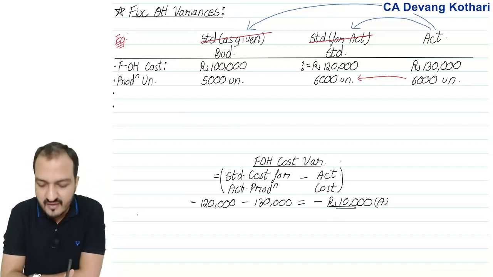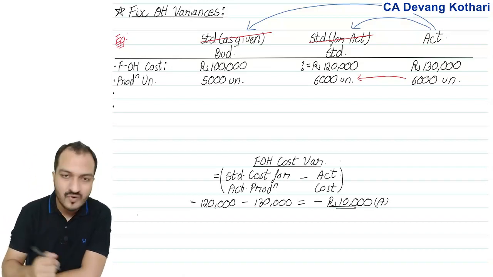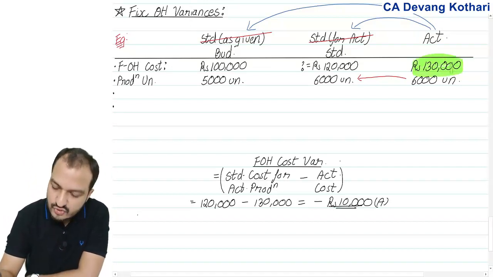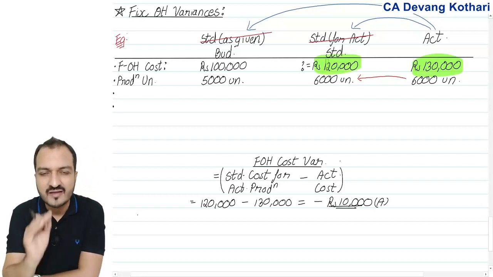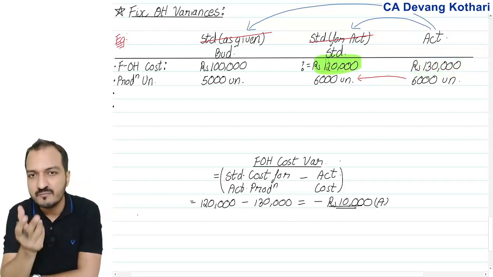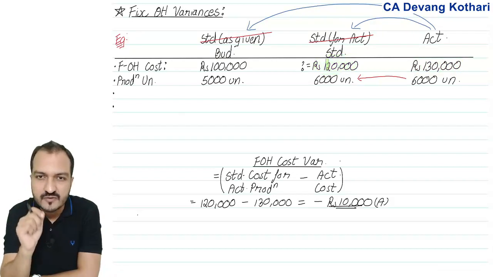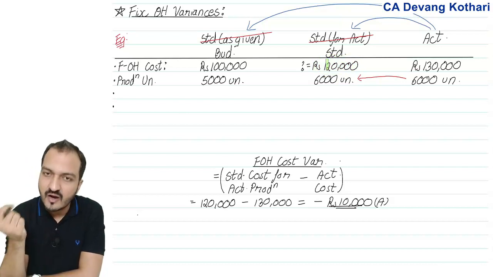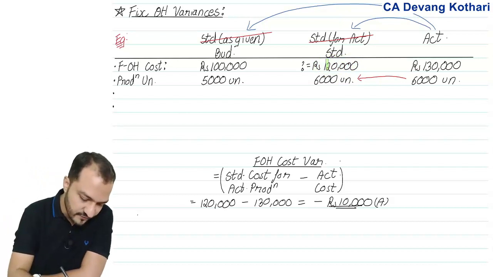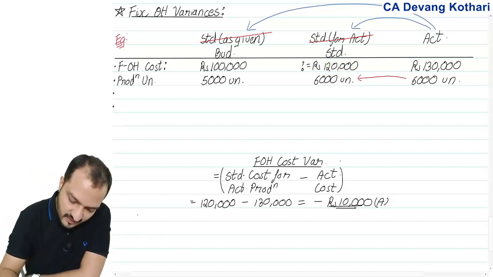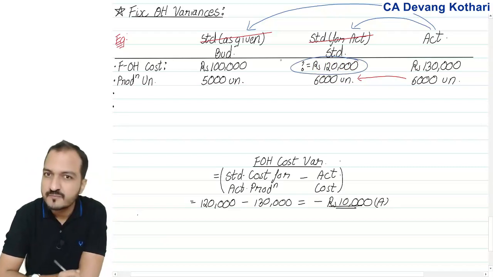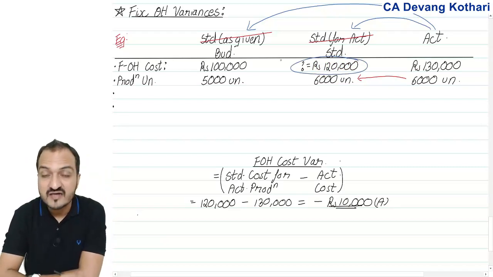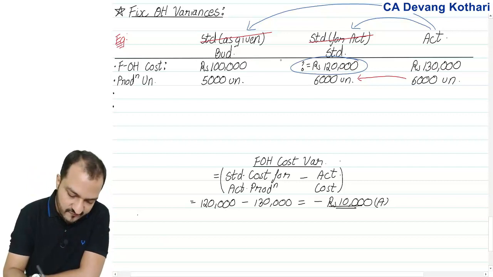Now, I know you might have a problem, a doubt, in this comparison. What is happening here? I'm comparing my actual cost with the standard cost. Normally, for any other item of cost, this would be a correct comparison. However, in case of fixed overheads, you might have doubts regarding this 1,20,000. Once again, I ask you that 1,20,000.